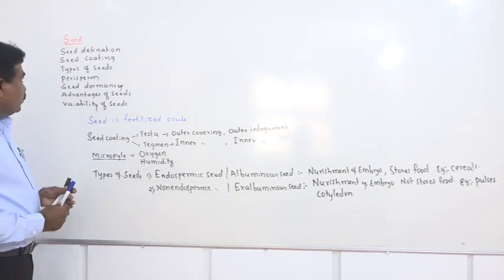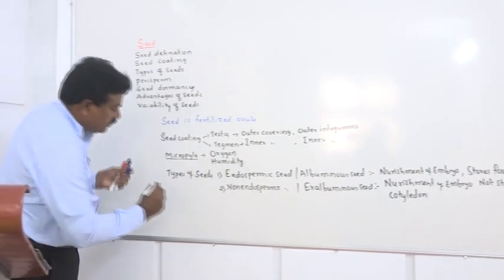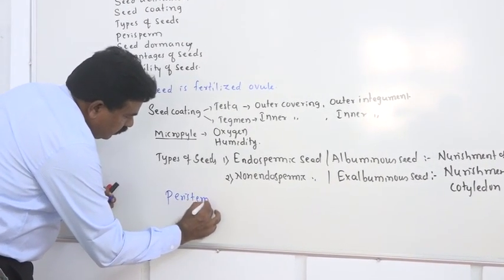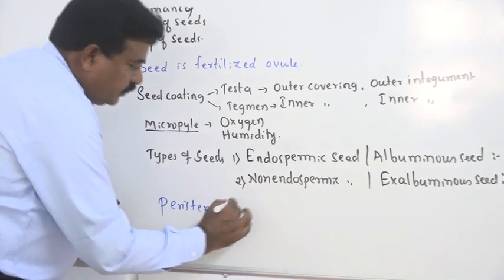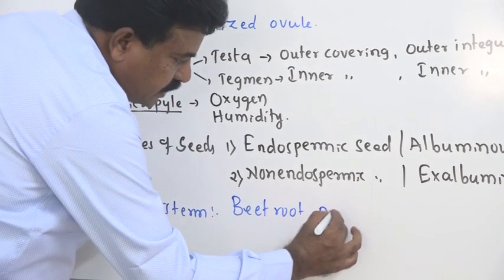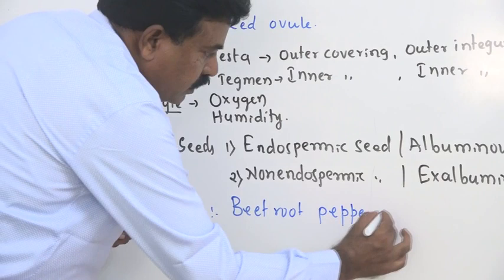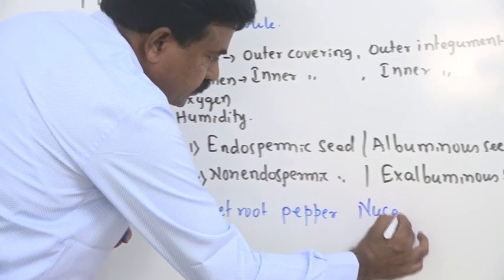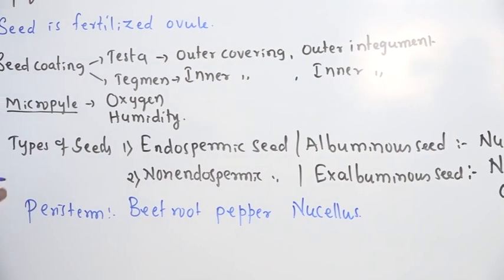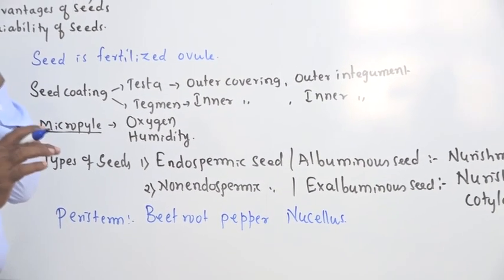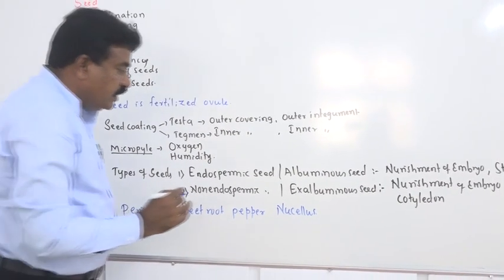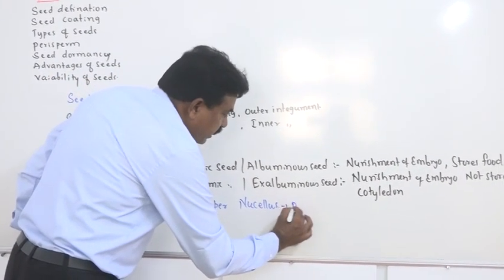Then next term with respect to the seed is perisperm. In case of beetroot, then in case of pepper, the nucellus, it is a nourishing tissue which nourishes the embryo sac, or in other words, a female gametophyte. It remains in seed.